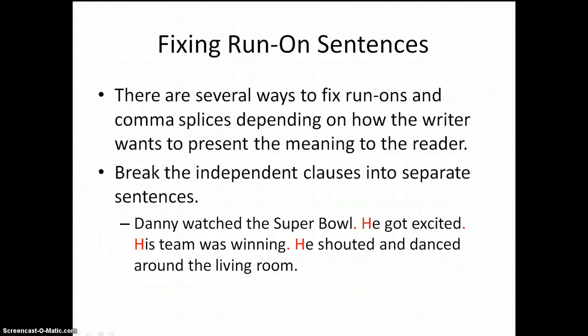So, how do we fix run-on sentences? There's several ways to fix run-ons and comma splices, and again, it depends upon how you want to present your information to the reader. We can break the independent clauses into separate sentences. Danny watched the Super Bowl. He got excited. His team was winning. He shouted and danced around the living room. That is perfectly okay grammatically, but it gets to be very monotonous reading it.